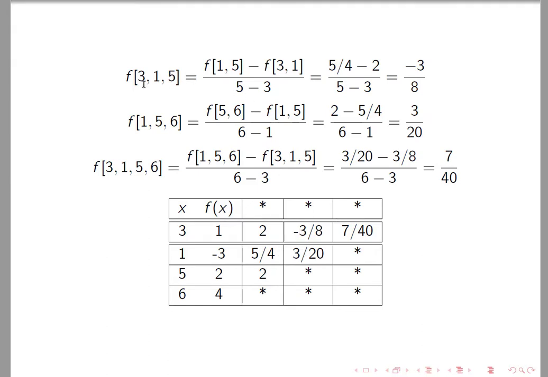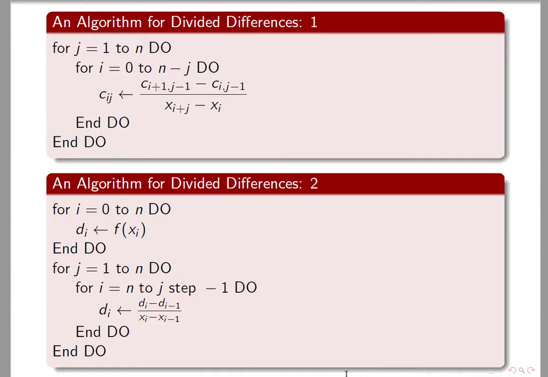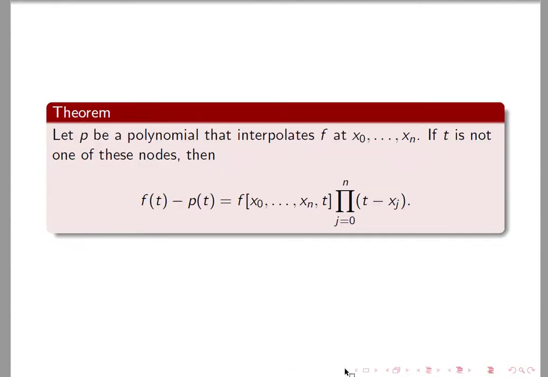I'll then go f[3,1,5] and go through its formula and get 3/8 here. Then f[1,5,6], go through its formula, get 3/20 here, and then finally f[3,1,5,6], run through that formula and get 7/40. Okay. And let me go back on this.